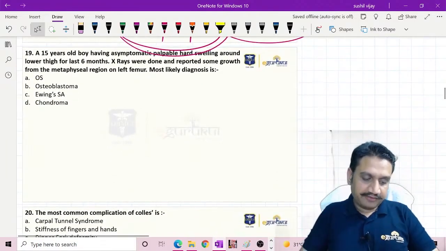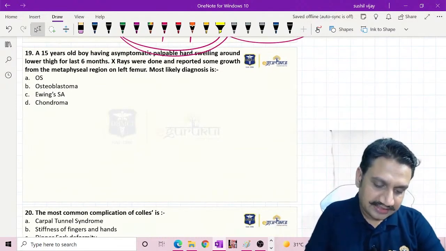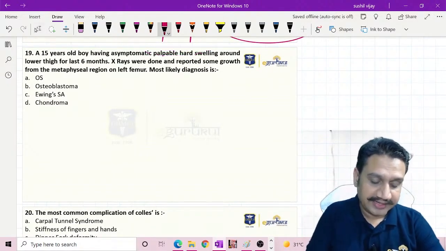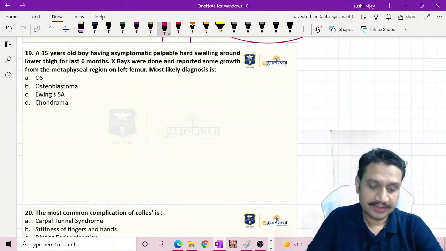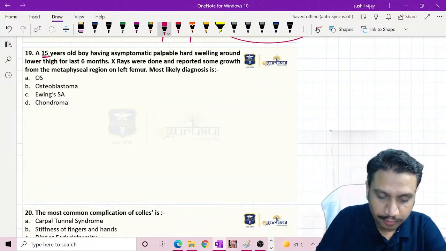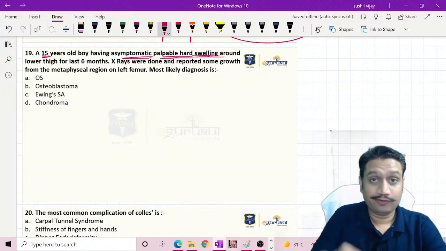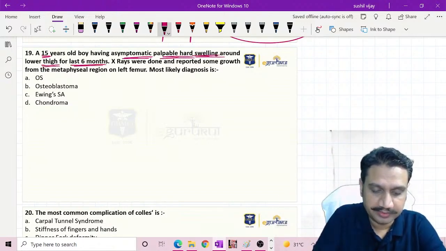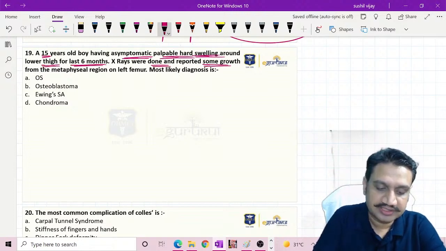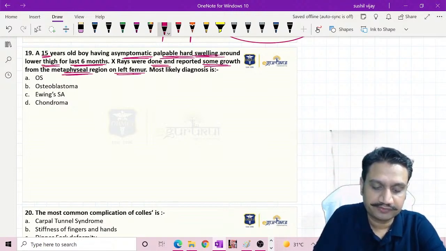A 15-year-old boy, asymptomatic, with a palpable hard swelling around the lower thigh for 6 months. X-ray done, reported some growth from the metaphyseal region of the left femur.